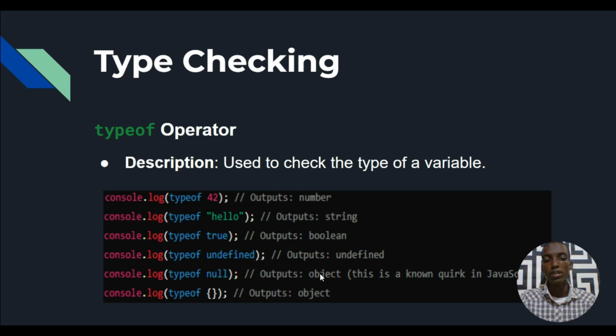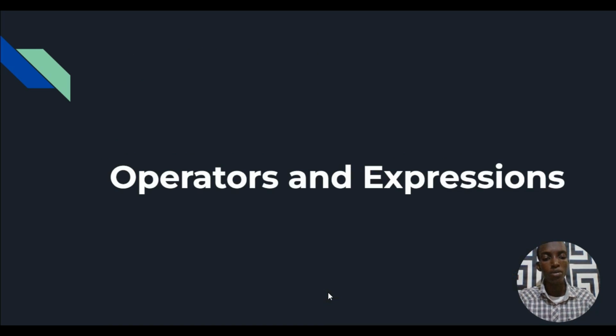Then we have this null that is saying the object that is known. This is a known quirk in JavaScript. Now we also have this: whenever you see this kind of bracket, it means an object. So typeof this now is an object. So this is where we end our introduction to JavaScript. The next part we'll be looking into operators and expressions.